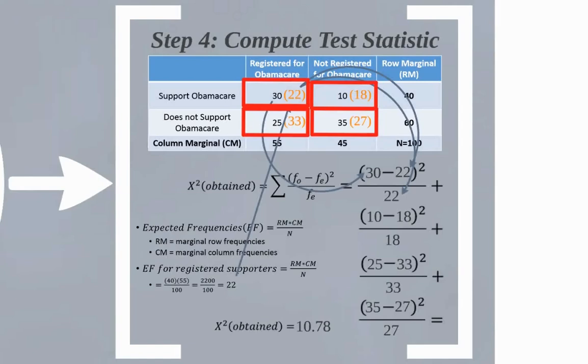Now that we have our chi-squared of the obtained, what kind of question are we asking? What this shows us is that our obtained value is beyond the critical region of our chi-squared from our chi-squared table, or rather, our critical value. So 10.78 is larger than our critical value of 3.84. And so we can now reject the null hypothesis.